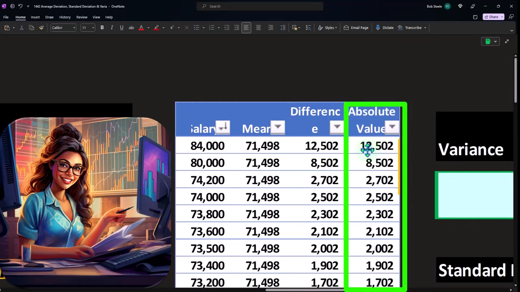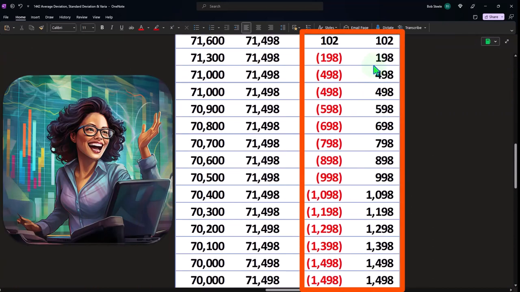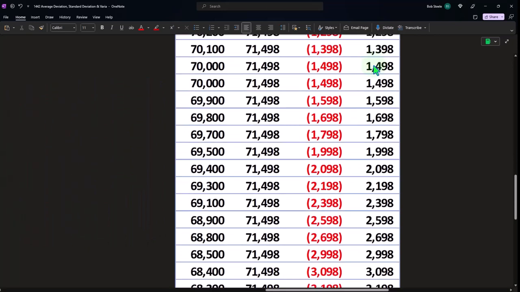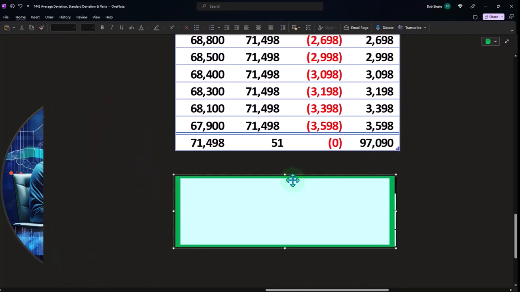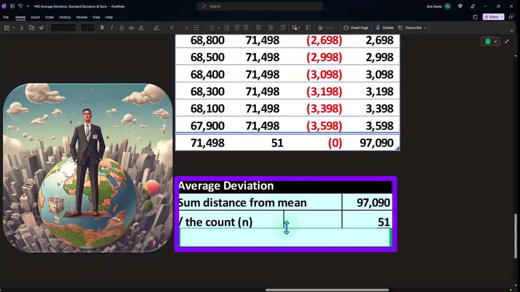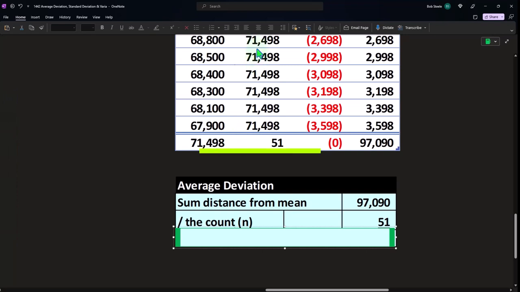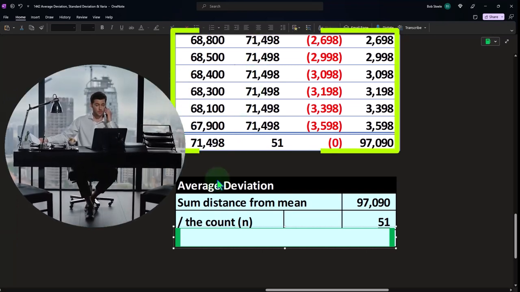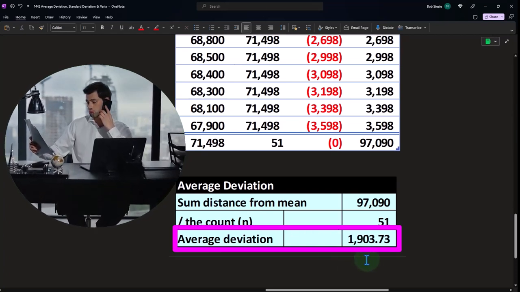So you might think, first, I'll just take the absolute value, and that will help me get a positive number. So now all those negative numbers, in essence, I simply make positive. This number now represents the distance from the middle point as opposed to a positive or negative distance above or below the middle point. Then if I add these up, I get 97,090, and then I can take that and divide by the count, which is represented by the 51 here. I could just count all of the rows, and that gives me 1,903.73. So this is the more intuitive calculation.